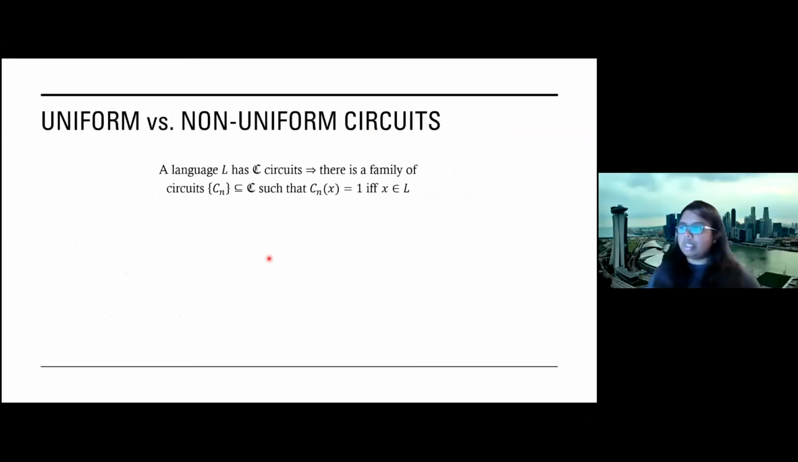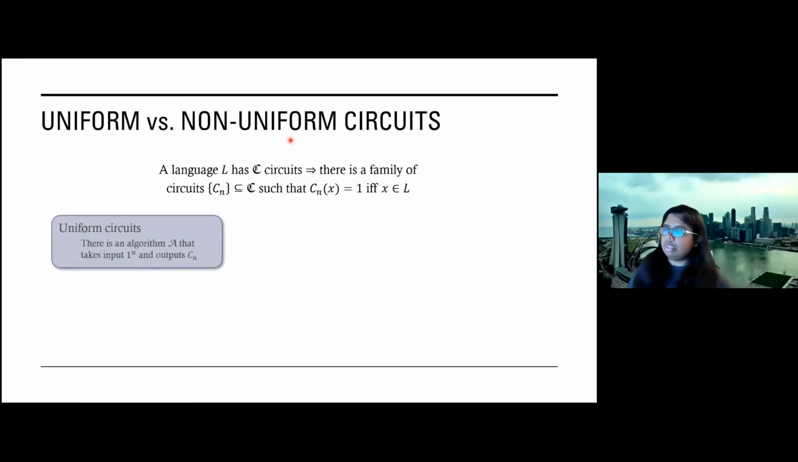So let's say that a language L has circuits that belong to some class C here, if there is some family of circuits, Cn, which are contained in this family script C, such that the circuit outputs one if and only if the string is in the language. Now that we're talking about families of circuits, there are two ways I can classify these families, and that is non-uniform versus uniform circuits. What are they?